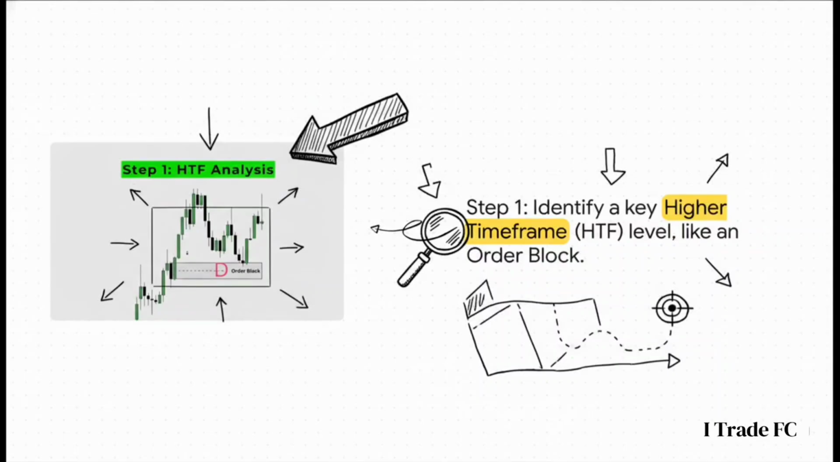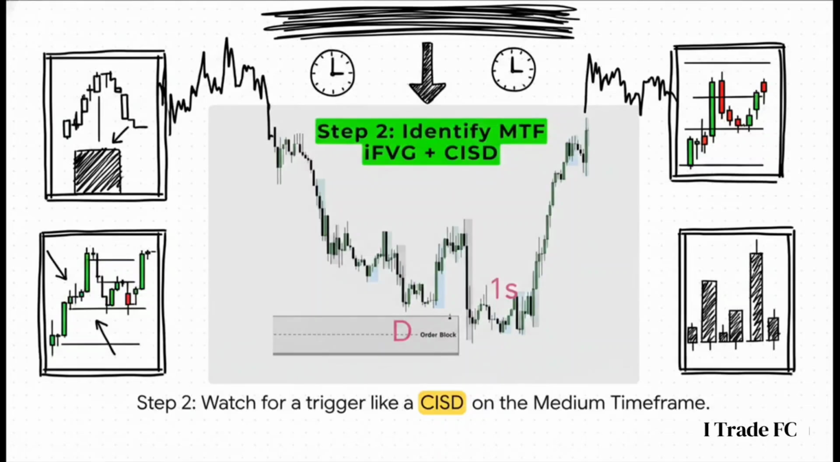We're looking at a daily or a 4-hour chart, and we're just trying to find a major level where we expect a big reaction. In this example right here, we found a key order block. That zone, that becomes our hunting ground. So, price's hit our zone. Now what? We don't just jump in.